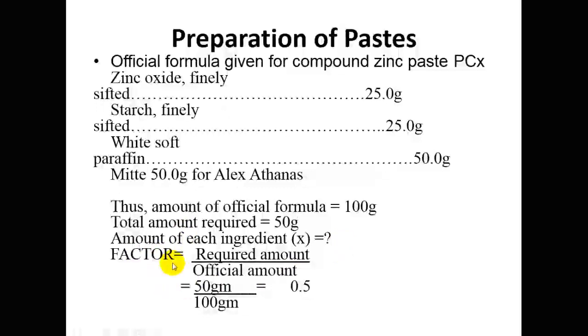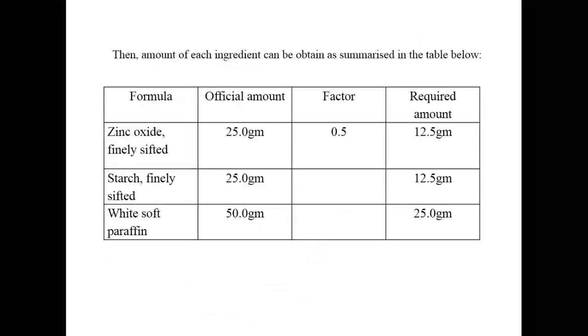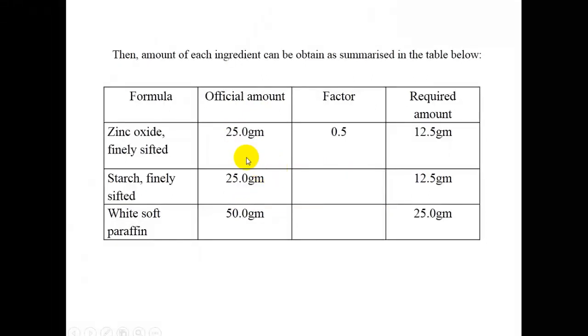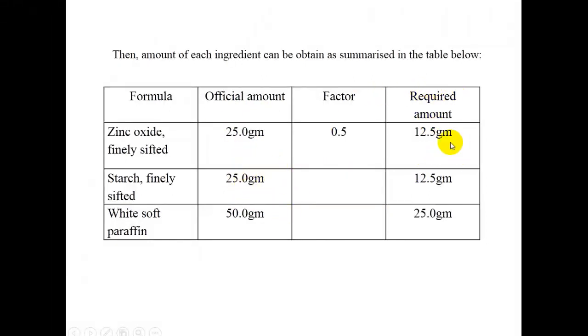Factor. Kwa factor unachukua required amount divided by official amount, then factor yetu ni 0 ngapi? 0.5, kwa sababu unachukua 50 kugawanya kwa ngapi? Kwa 100. Kumbe factor yetu ni ngapi? Ni 0.5. Then ile factor tunaizidishia na kila active ingredient katika official formula. Kumbe required amount ya each ingredient katika zinc oxide ni 12.5, starch ni 12.5 tutapima gram, lakini pia white soft paraffin tutapima 25 gram.